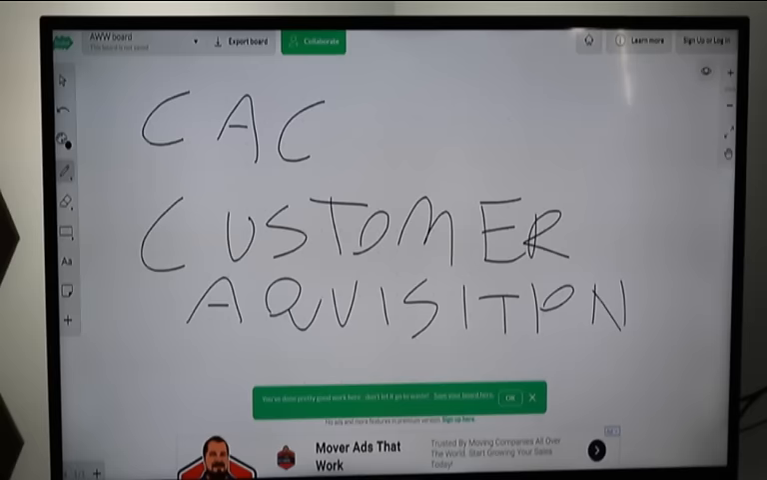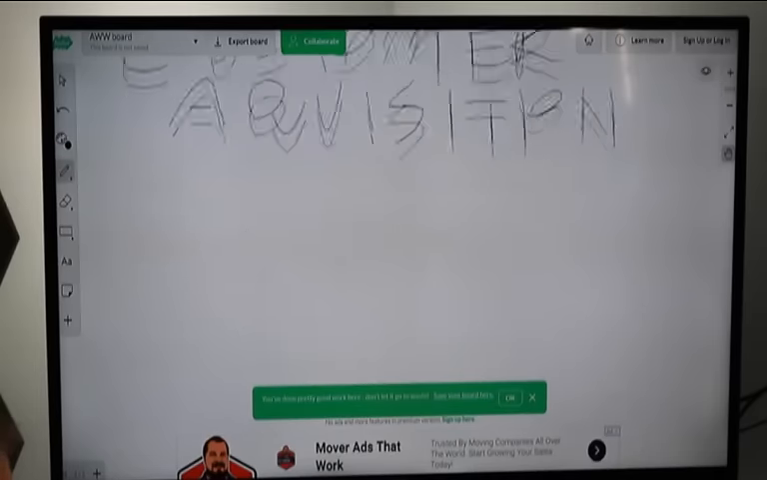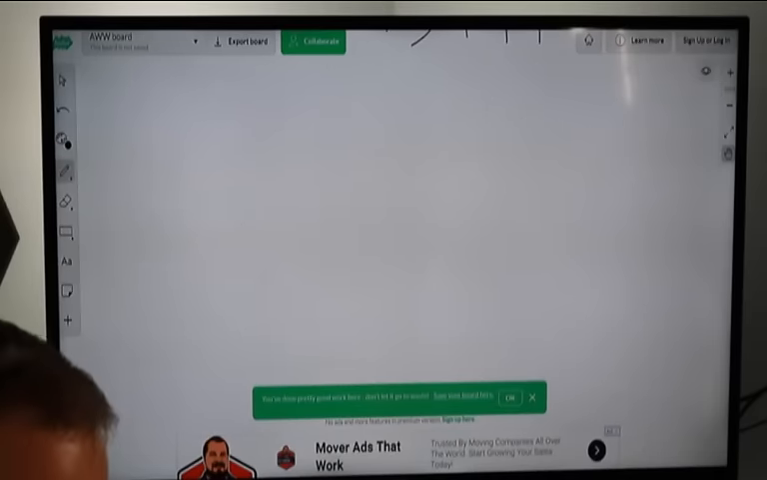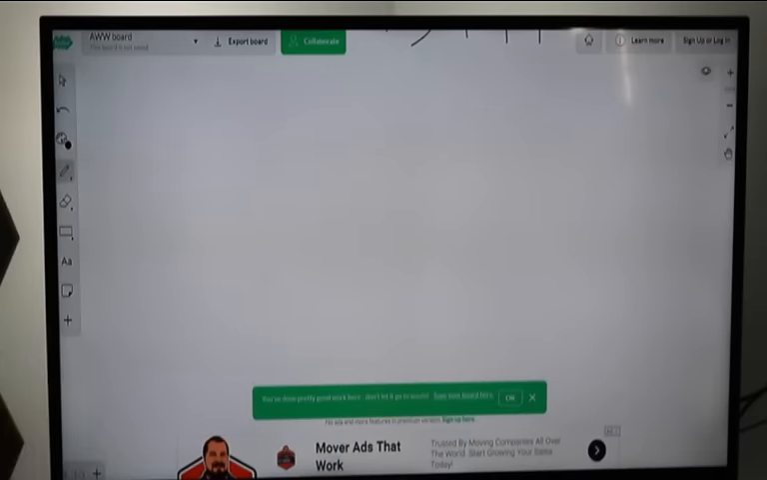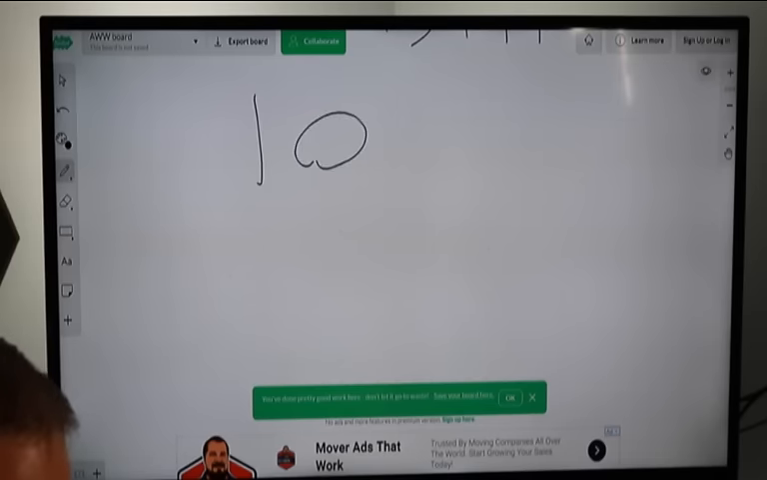All right, so customer acquisition cost is the amount of money it takes for you to acquire a customer. And how do you figure that? Easy enough. To figure your customer acquisition cost, you're going to take the amount of money you spent for marketing divided by the number of customers that you acquired. So let's say you spent $10,000 as an example.